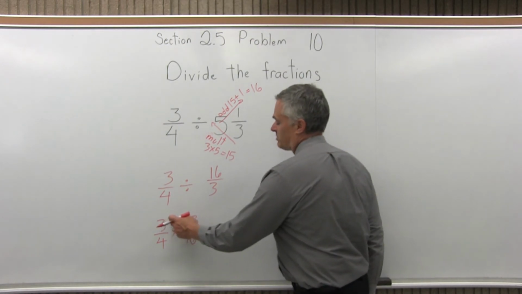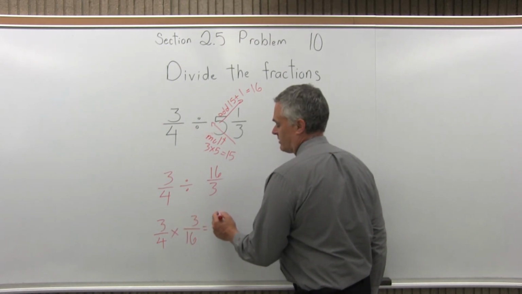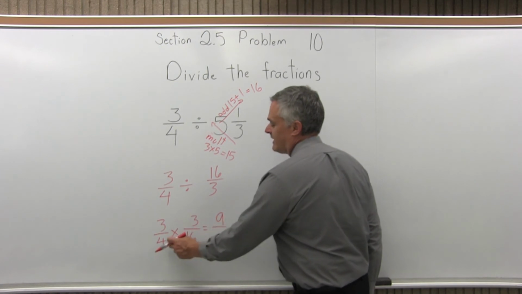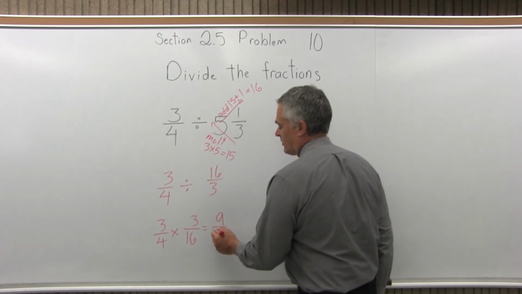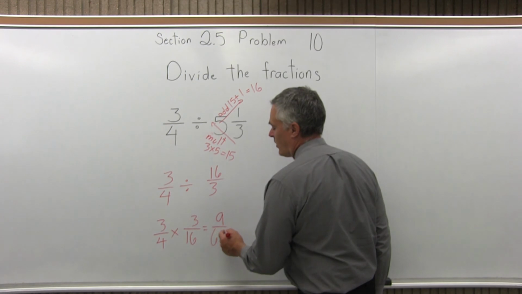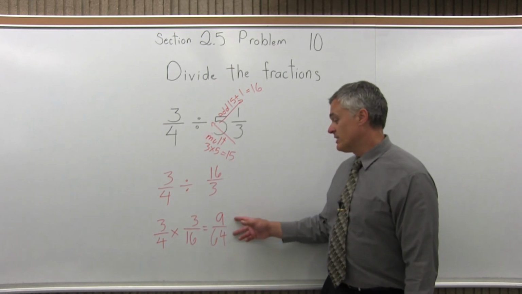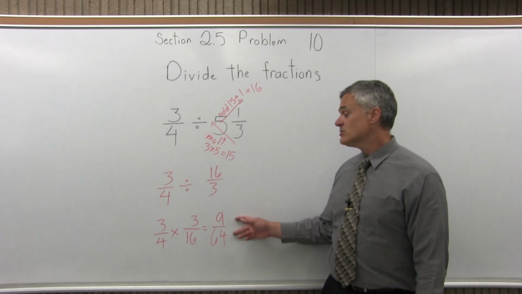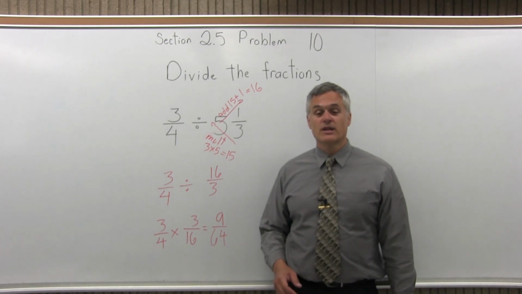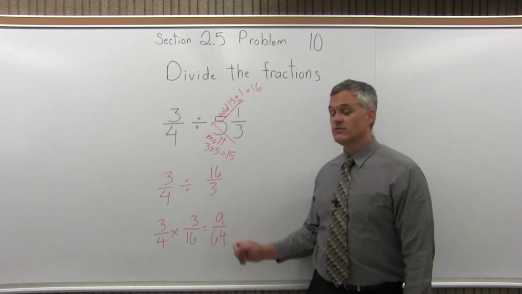So just multiply across top, numerator times numerator, 3 times 3 is 9. And then denominator times denominator, 4 times 16 is 64. And you can try and reduce that, but there are no numbers that divide into both 9 and 64 evenly. So that's as reduced as it will get. So the final answer in its most reduced form is 9 over 64.